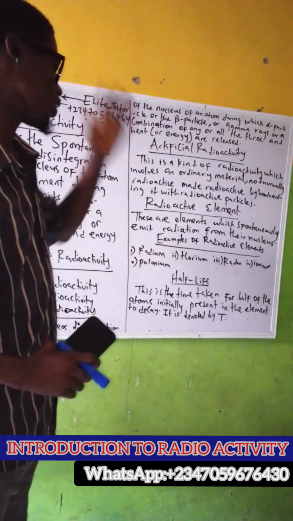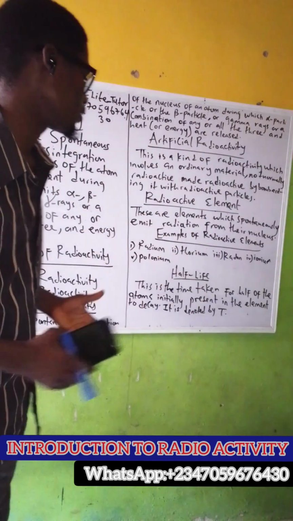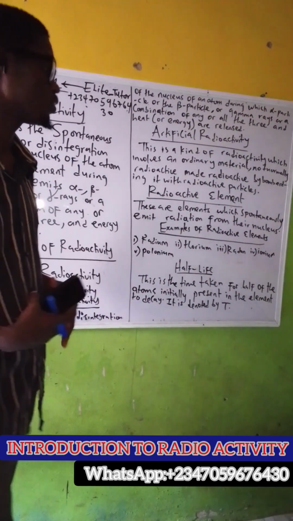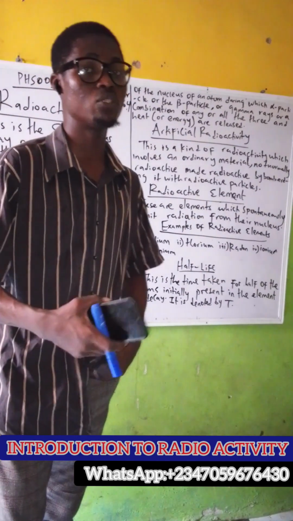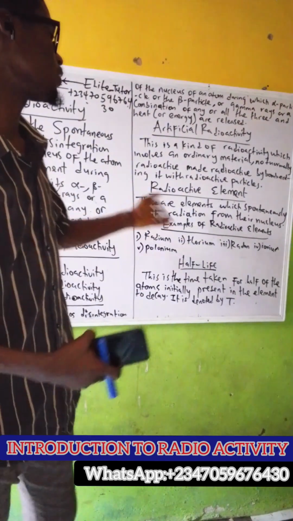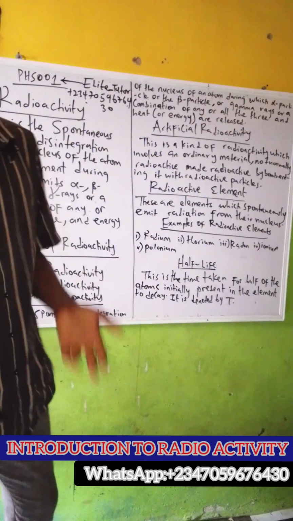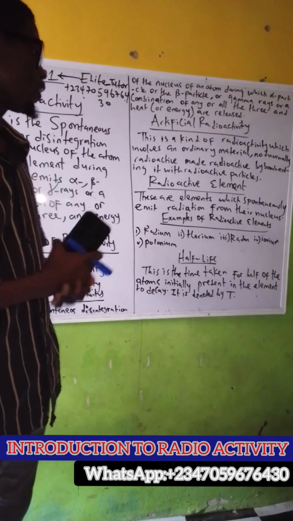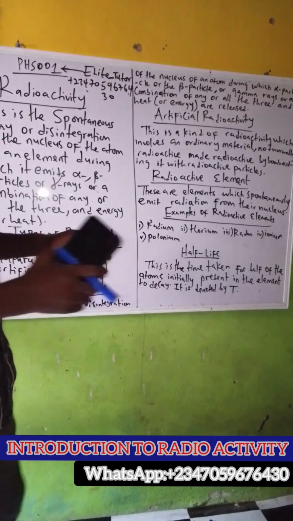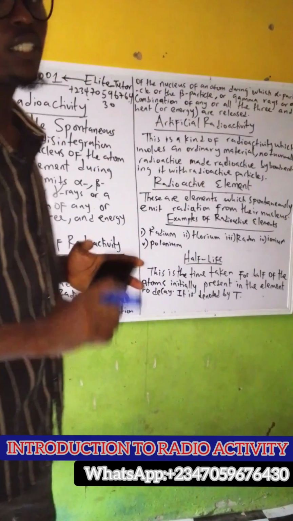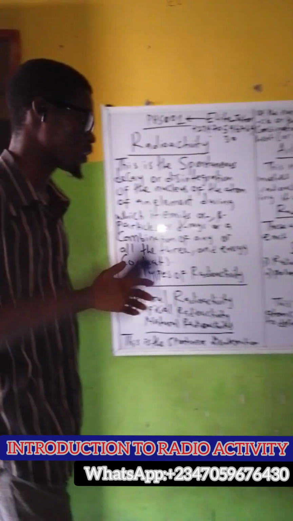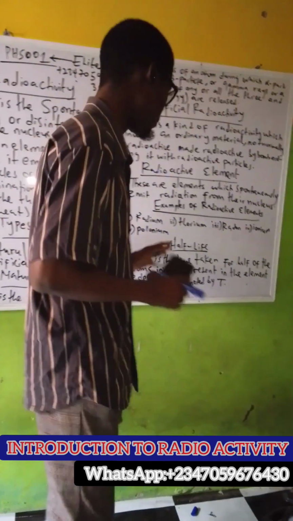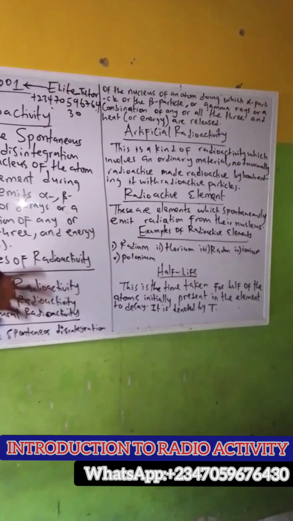Now moving on, we have what we call radioactive elements. What are radioactive elements? They are elements which spontaneously emit radiation from their nucleus. That's a radioactive element. Examples of radioactive elements: we have radium, thorium, radon, ionium, and polonium. So moving on, we talk about half-life.